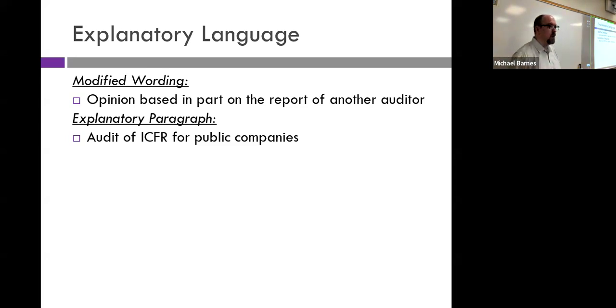Another one we're already familiar with is this thing called going concern. Remember, we talked about that on Monday. So what does going concern mean? Well, if we have substantial doubt about the entity's ability to continue as a going concern, we have to talk about that in our audit report. We have to add an explanatory paragraph. Now, why is it an explanatory paragraph?